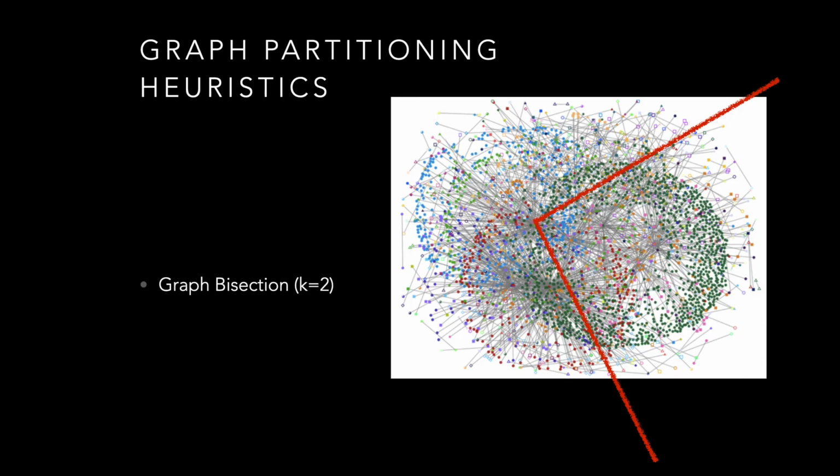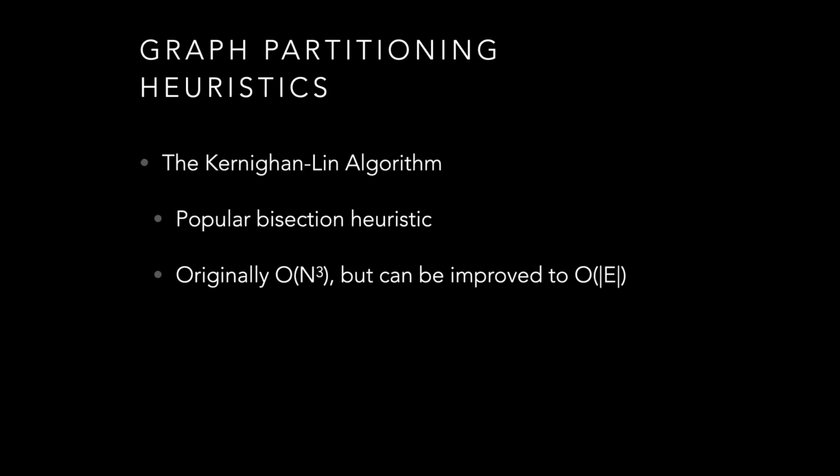So first, just a real quick definition. Graph bisection is this partitioning of a graph into two equally sized partitions. So this is the k = 2 problem. A popular way of doing this is the KL algorithm, or the Kernighan-Lin algorithm. Originally, the complexity for this is n cubed, but nicely it can be reduced to complexity on the order of the number of edges in your graph.